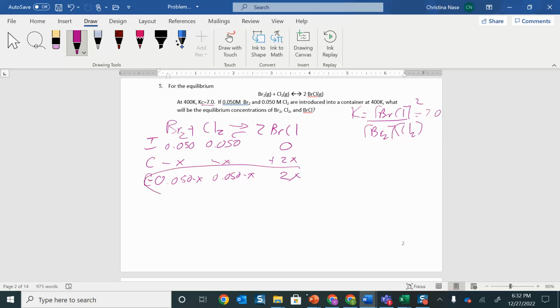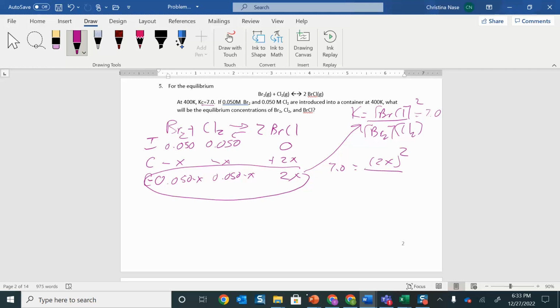Then I can take all of this and plug that into my equilibrium constant expression. And my K is 7, so I have that there. So I have 7 is equal to 2x, that whole thing squared. This is my 2x. I'm plugging it in over here. I'm squaring it because that's part of the equilibrium constant expression: products over reactants raised to the stoichiometric coefficients.